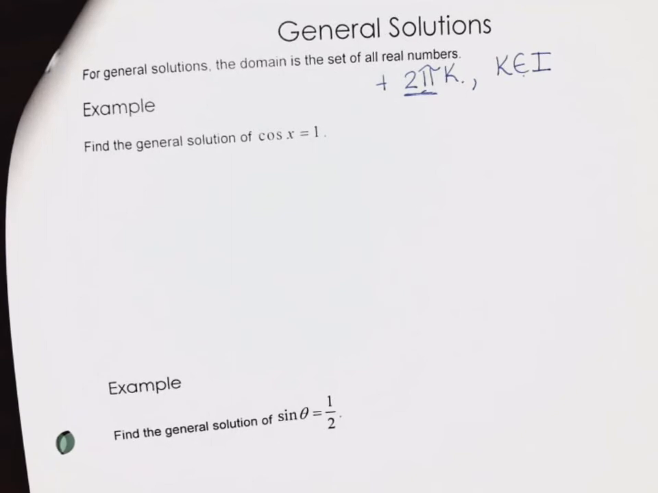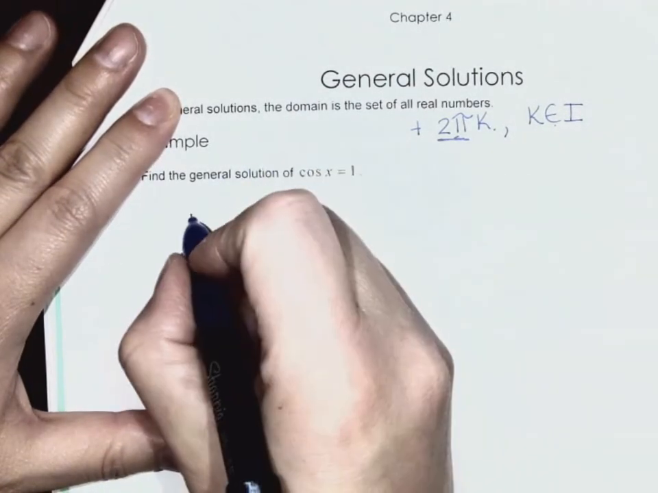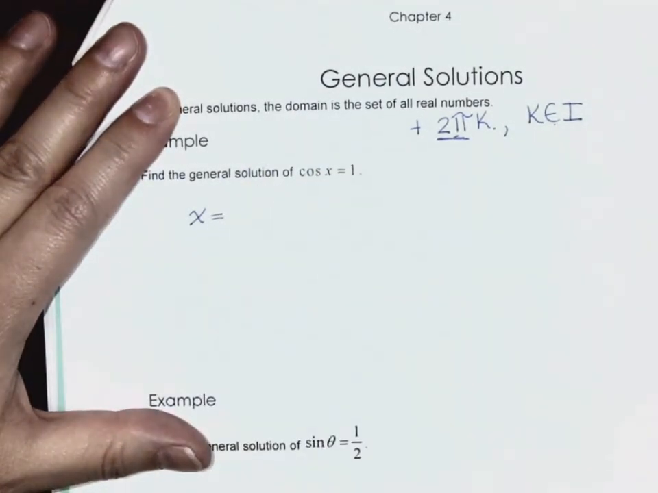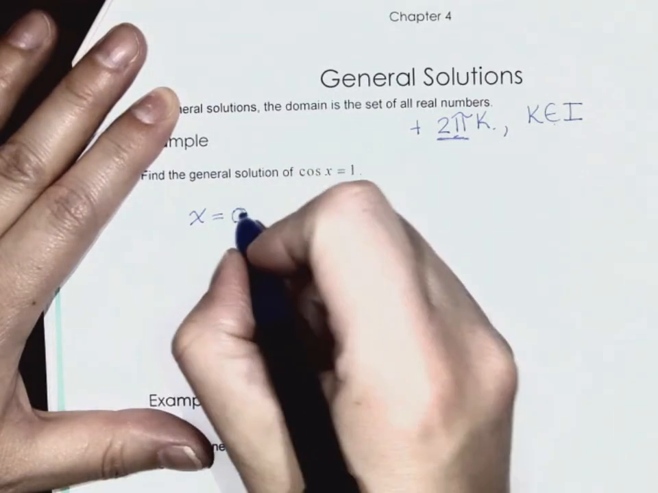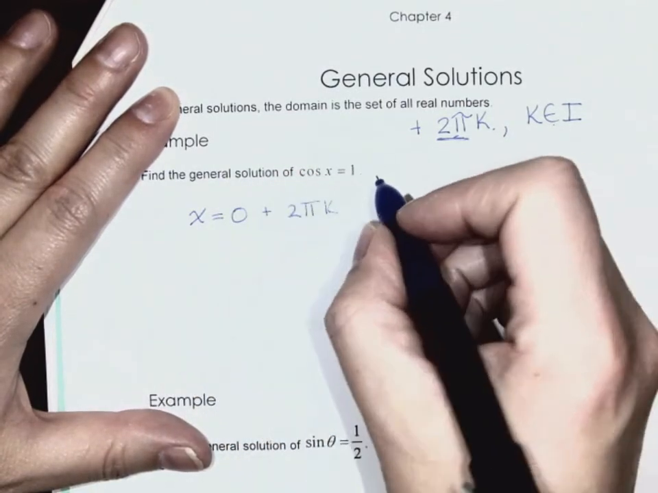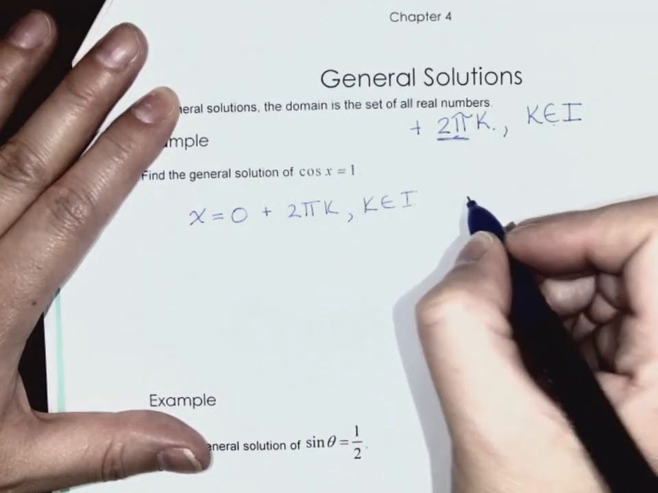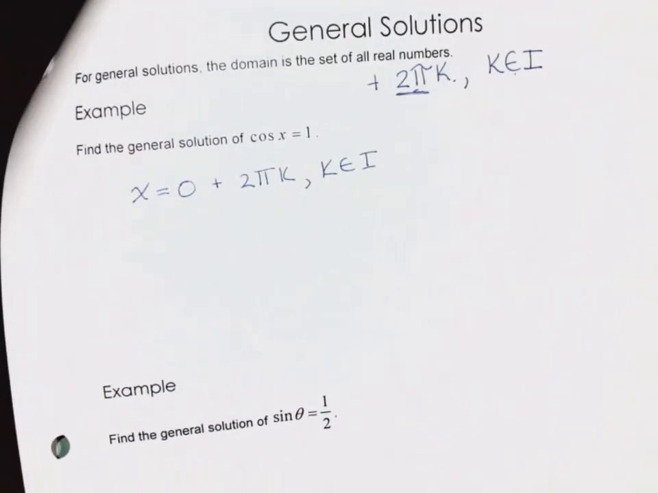Okay, general solution for cos x equals 1. Where's cos equal to 1? When x is 0. So x is equal to 0 plus 2 pi k, where k is an element of the integers. How do we know if it's in radians or degrees? That's a good question. I didn't say in this one, but I'm going to go with radians, but I should tell you.